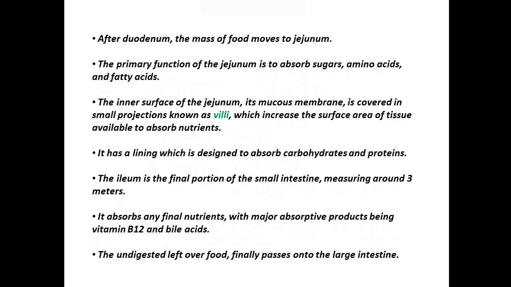I repeat again, small projections called villi are available in the jejunum, so as to absorb the nutrients in an effective way. It has a lining, which is designed to absorb carbohydrates and proteins. The ileum is the final portion of the small intestine, measuring around 3 meters. It absorbs any final nutrients, with major absorptive products being vitamin B12 and bile acids. The undigested leftover food finally passes on to the large intestine.